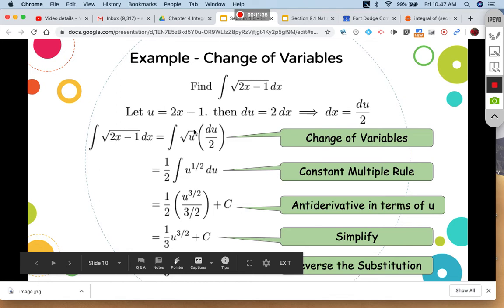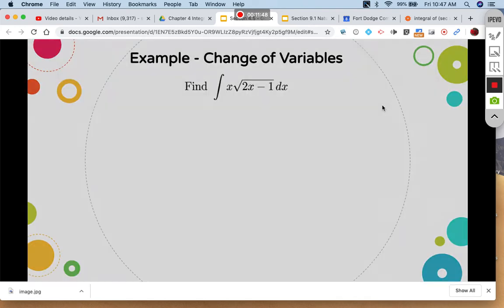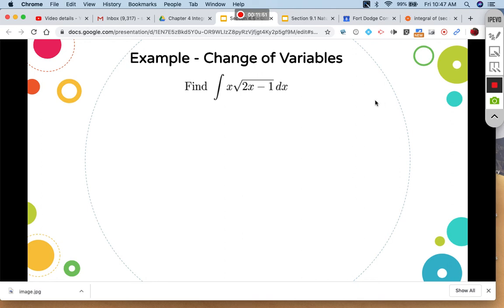Finally, what we have to do is, well, we have this in terms of u. I want it in terms of x. Well, u is 2x minus 1. So I just plug in 2x minus 1 for u. So let's go ahead and try this one.